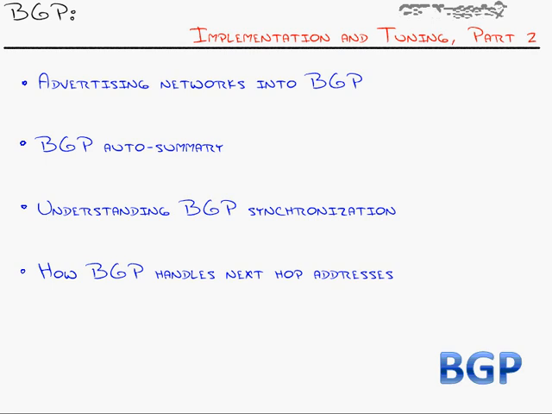BGP has auto summary, which is pathetic in my opinion. You know auto summary from EIGRP and RIP and what that does? Well, it does a very similar thing to BGP. We'll look at what it is and how to turn it off. Finally, we'll look at what I would consider two tough rules: BGP synchronization and next hop processing. They're mind blowers, so let's get going.